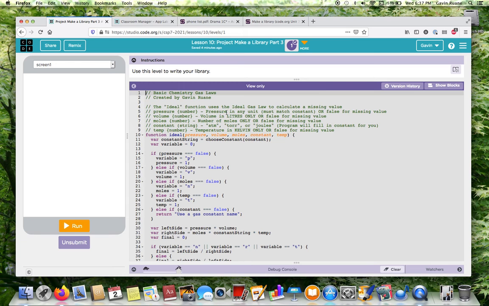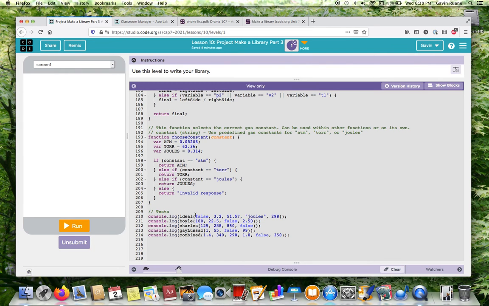One of the things to note is that in any of these problems, there's going to be a variable. You're not going to know what one of the values is. You're always going to know the constant. You're going to choose it, but you're not going to know what these other things are. So if you don't know what it is, then you put false instead of a number. Let's say I don't know pressure. Here I'll do an example down here. I'll put false there because I don't know what that is. It's going to help me solve that.